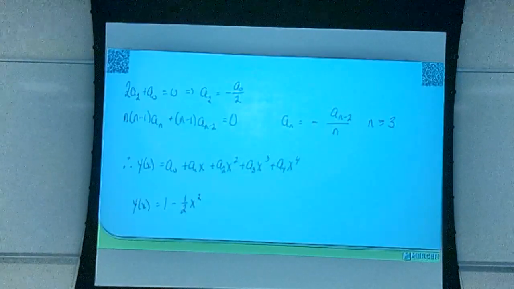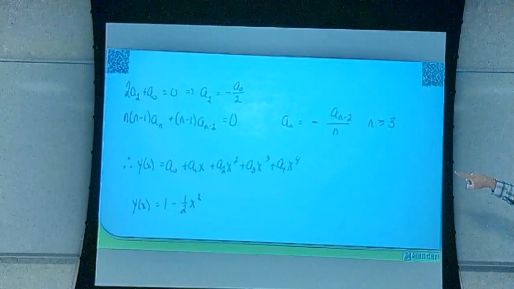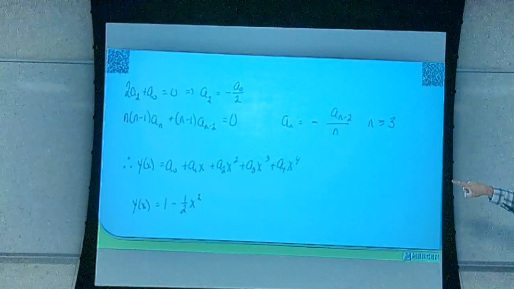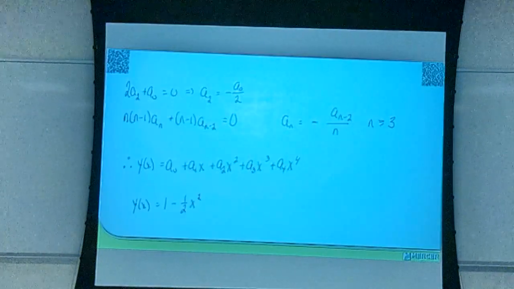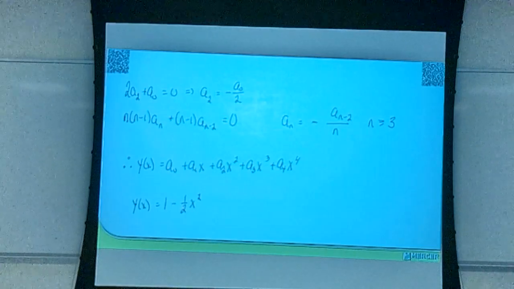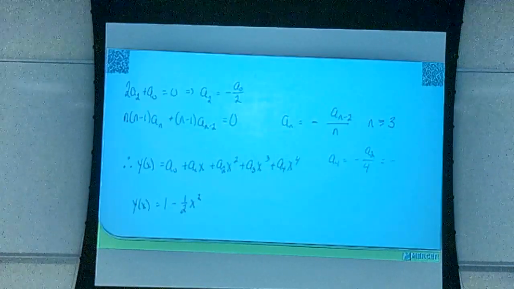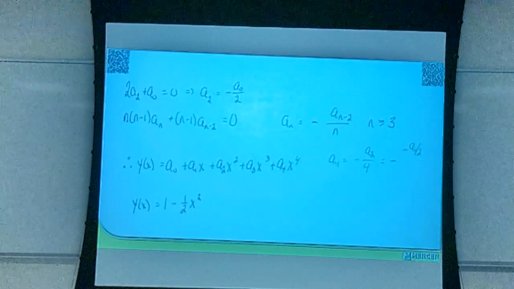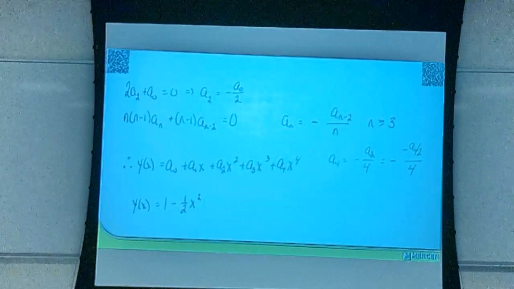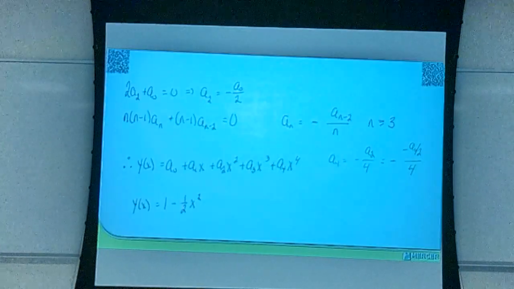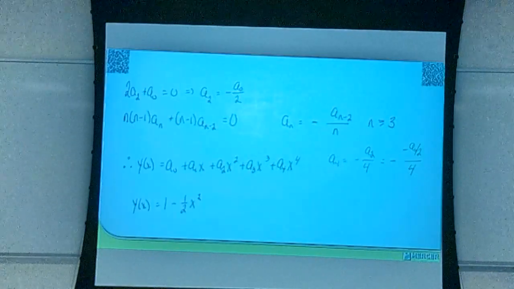A4 is negative A2 over 4. Oh, what was A2? It was negative a naught over 2. Right, so let's just write that out. Which makes A4, what, a naught over 8? But a naught is 1.